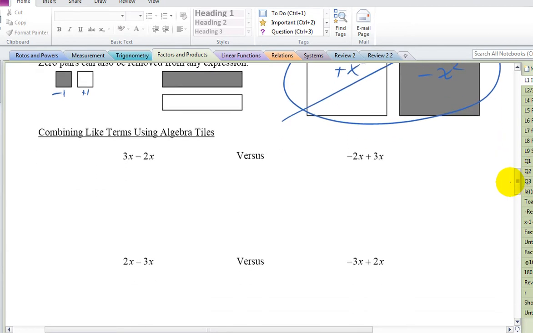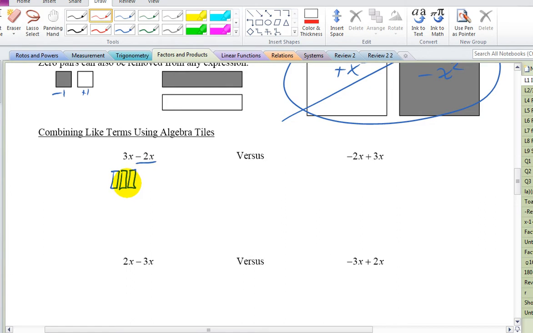Okay. So collecting like terms using algebra tiles, here's 3x, 1, 2, 3, and then we have to minus 2x. So how do we show that? Well, we just cross them off, okay? And so what's left over is the 1x.